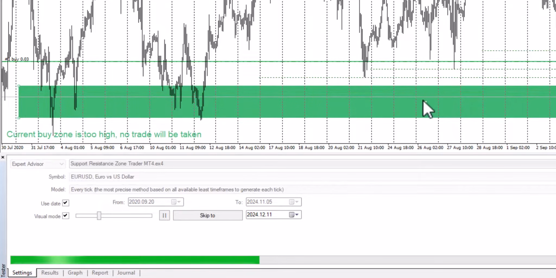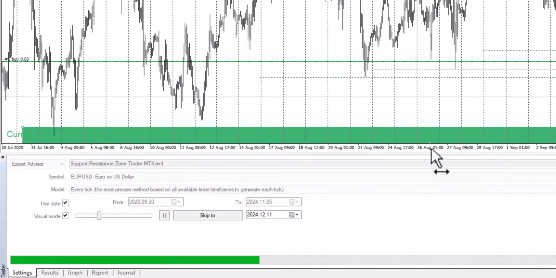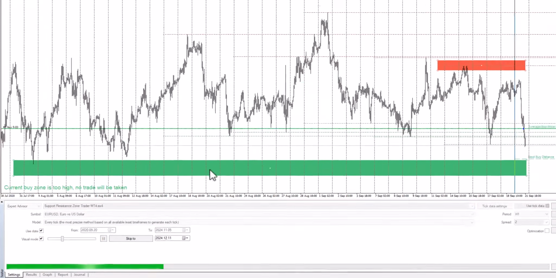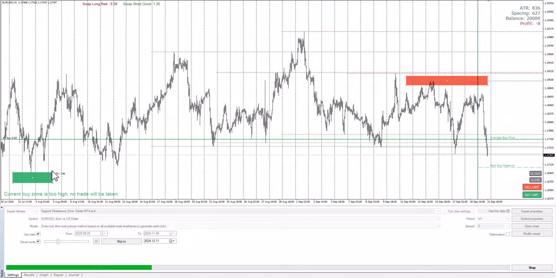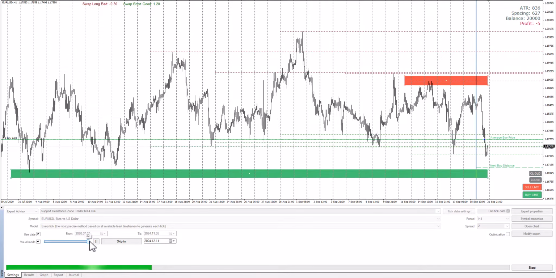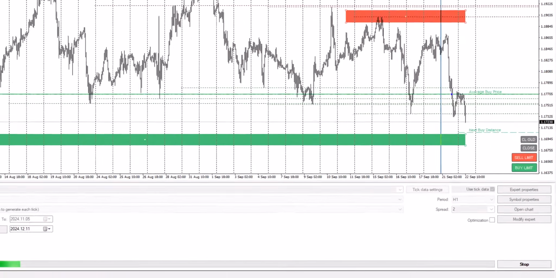If you try to place a new zone too close to the last trade taken, the EA will tell you and will not take a trade from the zone you have drawn. The distance can be adjusted in the EA settings to your personal preference. It is recommended to use around half to 3/4 of the average daily range, which is set as the default.